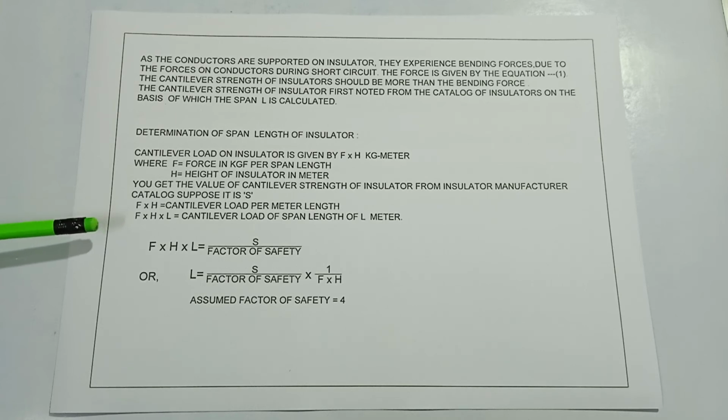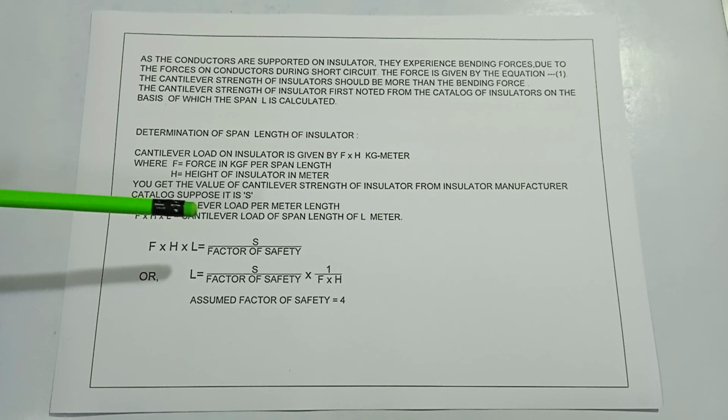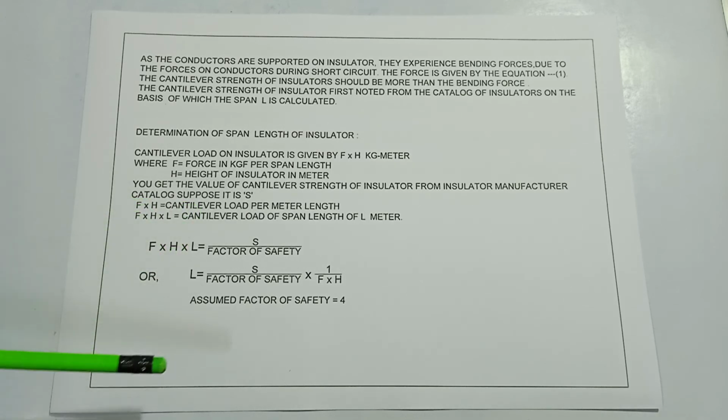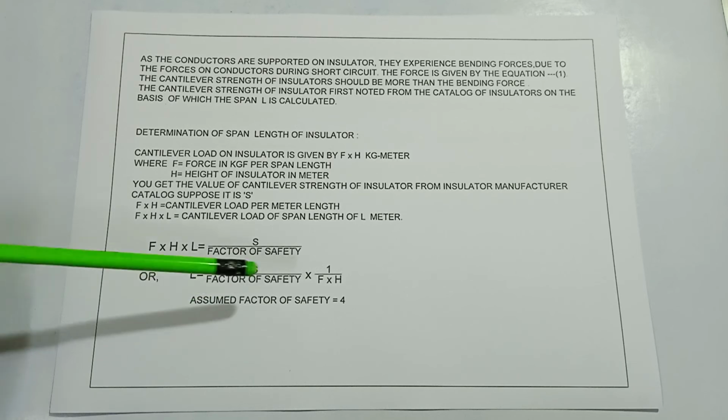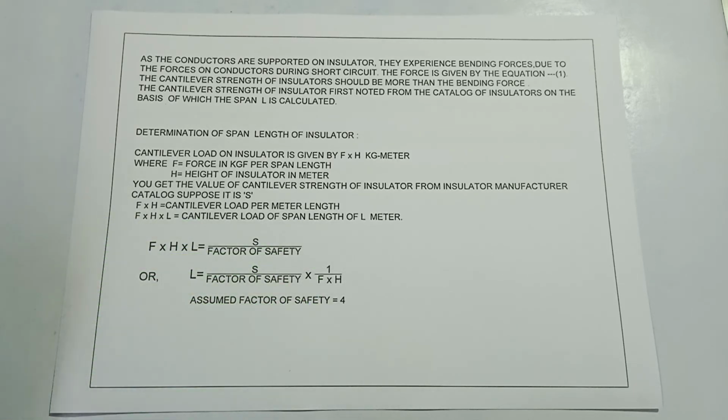F into H into L is the cantilever load of span length of L meter. So F into H into L is equal to S divided by factor of safety. Factor of safety assumed 4. Then L is equal to S by factor of safety into 1 by FH. Thus the length of insulator span L is calculated. Okay, next.